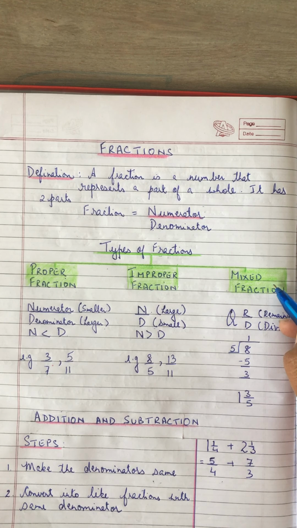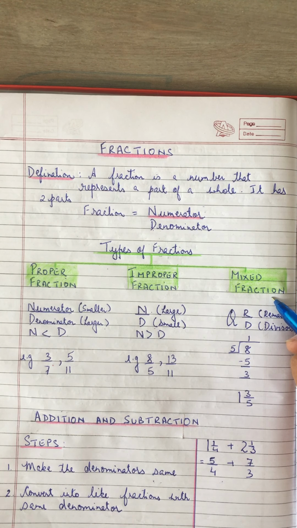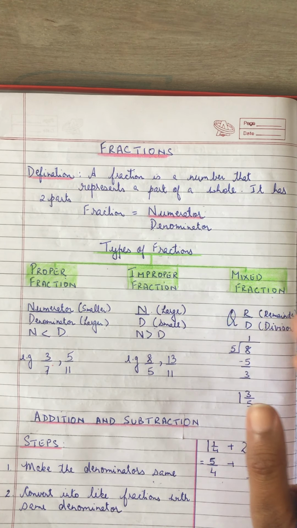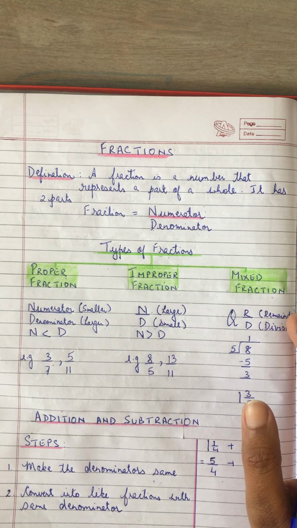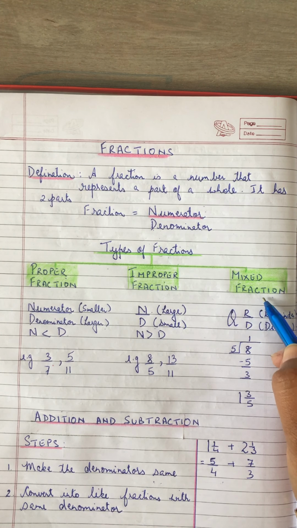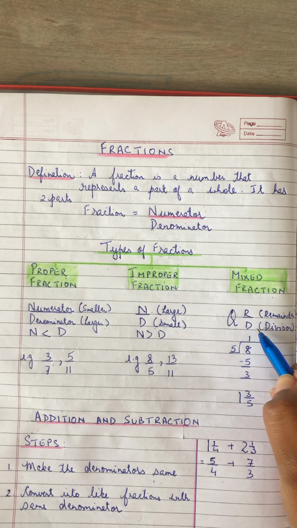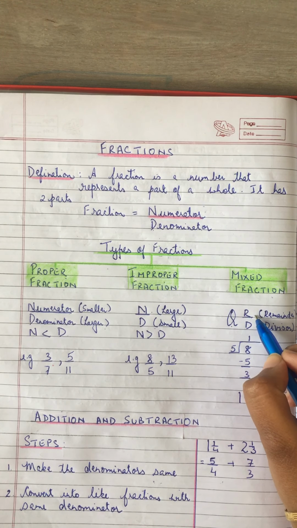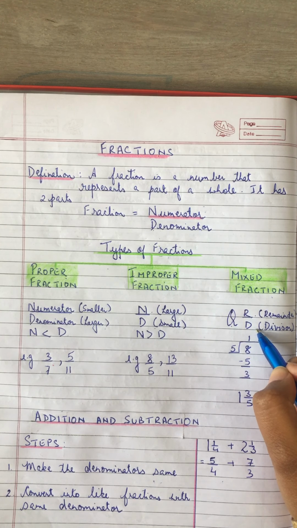Now the third type of fraction is a mixed fraction. A mixed fraction is obtained when an improper fraction is written as a combination of a whole number and a proper fraction. The formula for writing a mixed fraction is Q R upon D, where Q stands for the quotient, R for the remainder, and D for the divisor or the denominator.